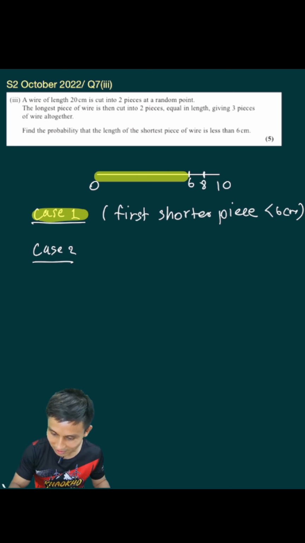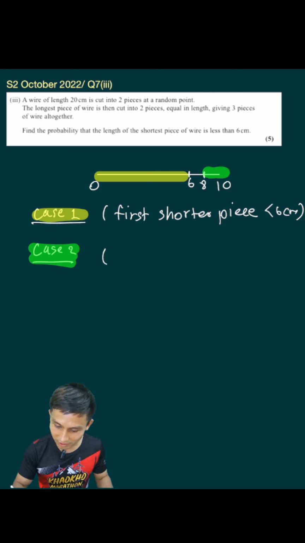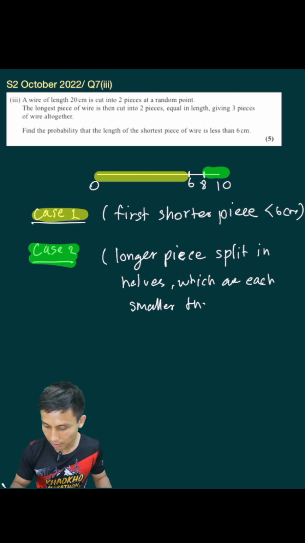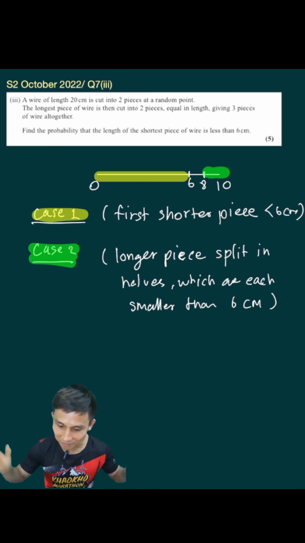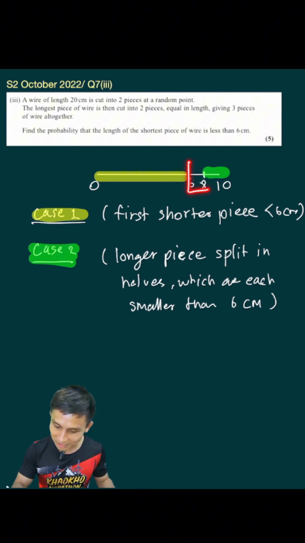I'm just squeezing it in here. And that is the second case, from 8 to 10. This is where the longer piece is split in halves, which are each smaller than 6 centimeters. There you go, the two cases, so you just add up the probabilities: 0 to 6 and 8 to 10. If you only cut out these two, these two make up 2 over 10.